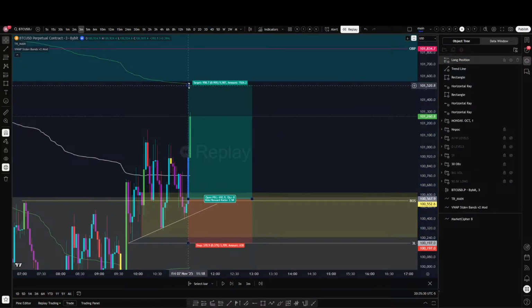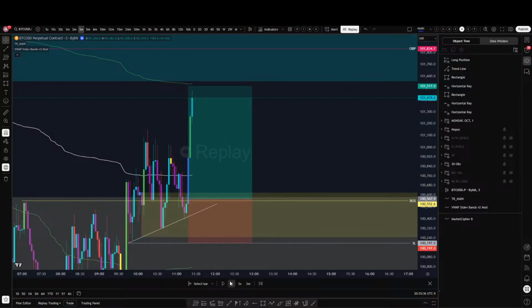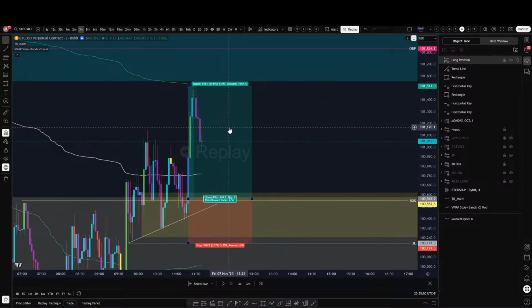I front run the standard deviation, and I'll show you why I front run stuff. And we went, and we went, we touched it, and look what's happening after. So that will be full TP.